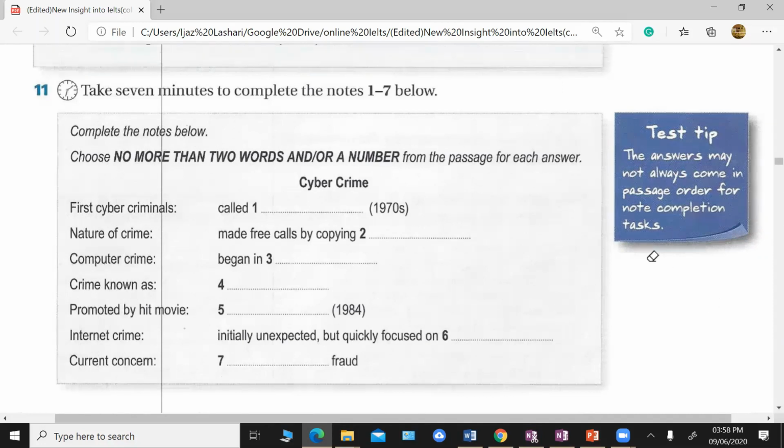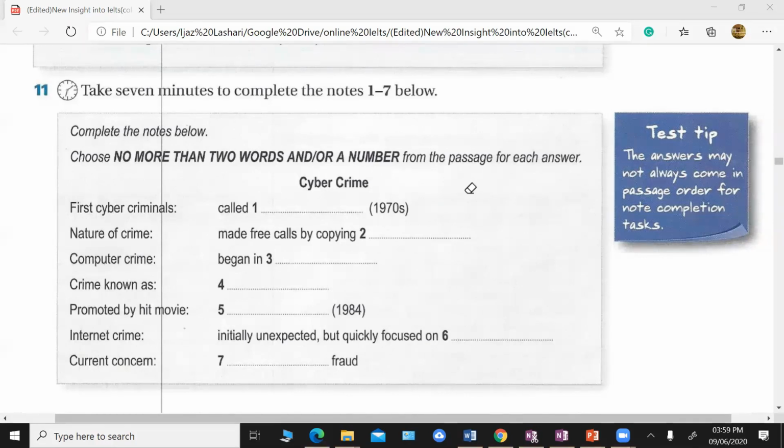And what about the one before that? Promoted by hit movie Dash in 1984. The name of movie was War Games. War Games, yes, that's right. War Games, 1984. So number 5, the answer is War Games. And internet crime, initially unexpected, but quickly focused on?